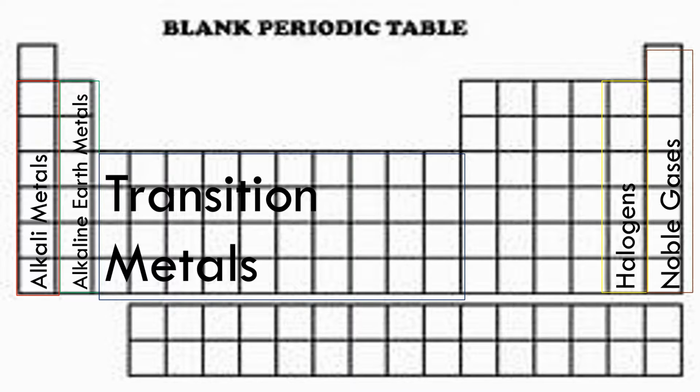Next, we have the alkaline earth metals. Here they all are. Next, we have the transition metals, all of these in this box. Then we have the halogens over here. And then the noble gases, which are right over here. I made sure to put a box around the area and write their names so they're more easily seen, and you can tell what is what.